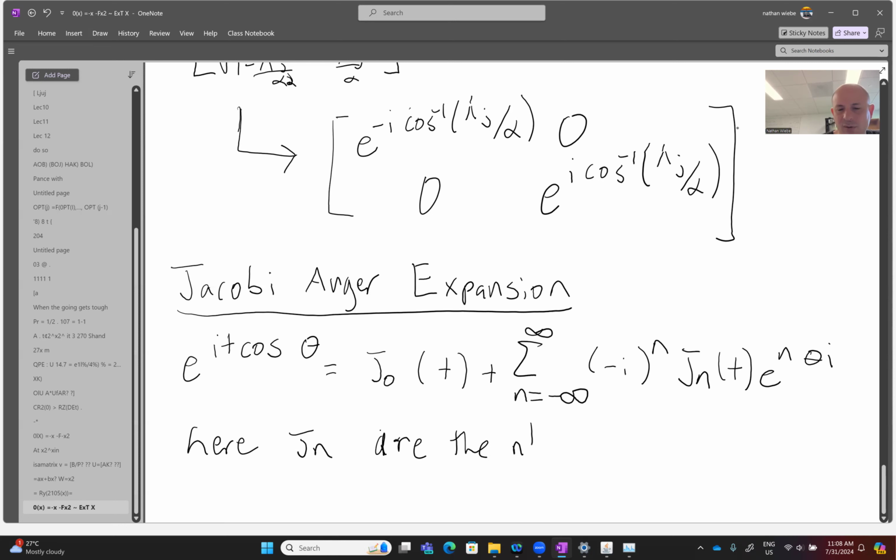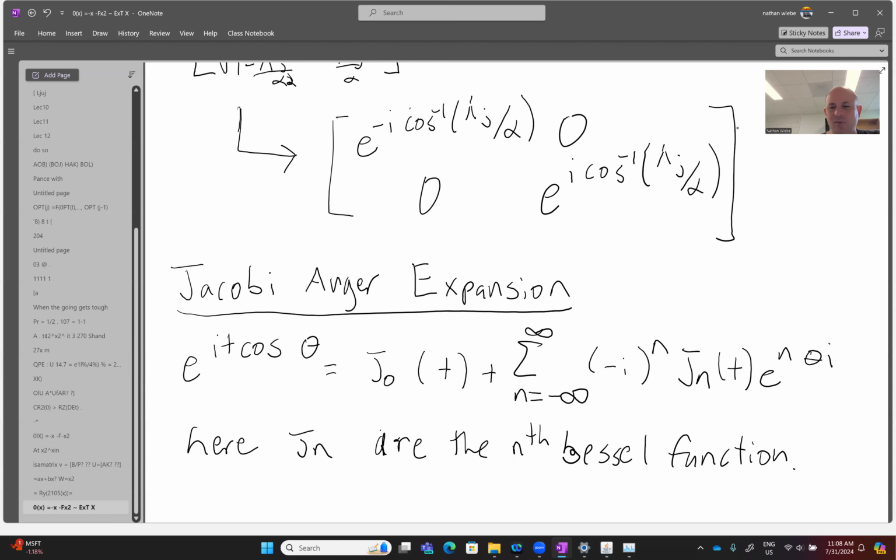Here, the Jn correspond to the nth Bessel function. The Bessel functions are a class of special orthogonal polynomials that end up decaying really rapidly with n. These go like order e to the negative n, so they decrease very rapidly as n goes to infinity. So in principle, you don't have to do too many terms in this expansion in order to get it to converge.